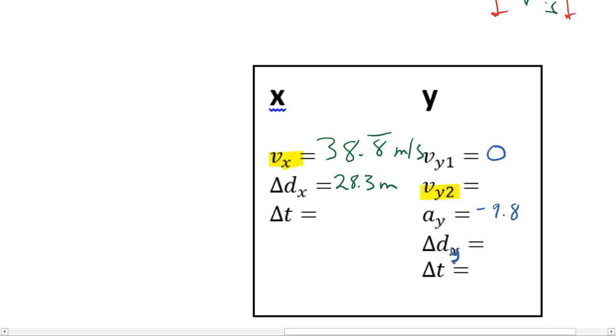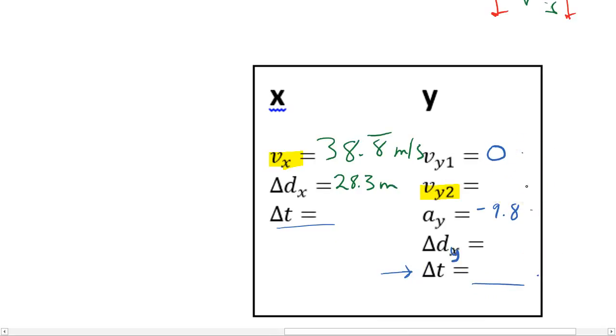So I don't know how far it dropped, but on my left-hand side I know two of the things, so I can figure out how much time it is. Once I figure out how much time it is, it's going to be the same time here. Once I've got that, then I've got 1, 2, 3 things, and I can figure out a third using one of my kinematic equations.